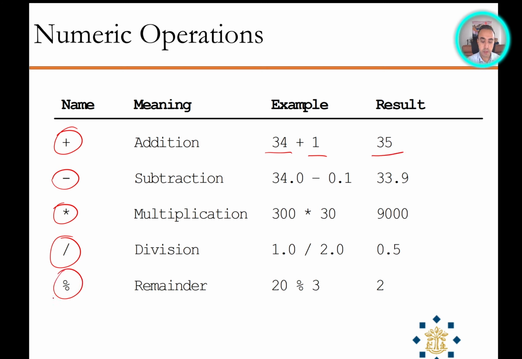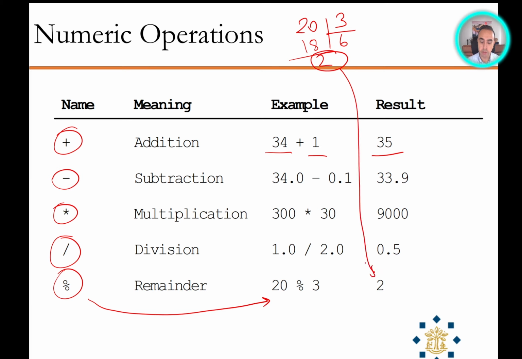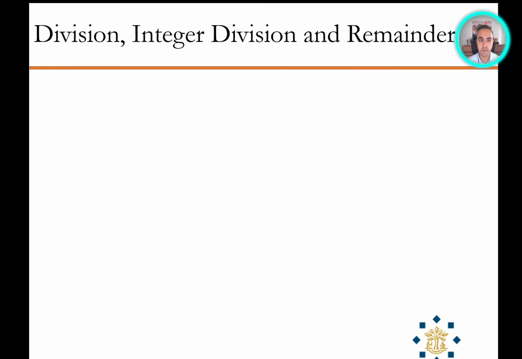But the remainder operation, this may be something new for you. What it does is, so 20 remainder 3, 20 % 3. This is a percent sign. What it does is, you have 20 divided by 3, right? Okay. The remainder is 2. Here it's the remainder. Remember high school math? It is the remainder, okay?